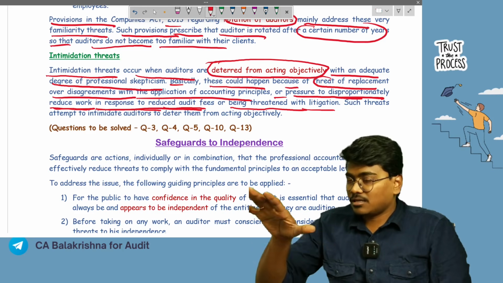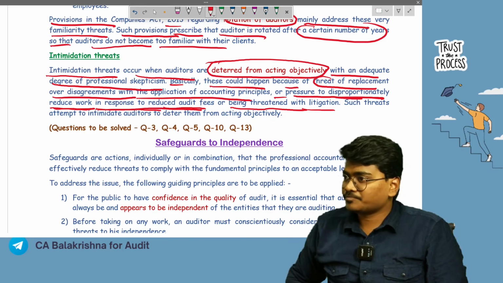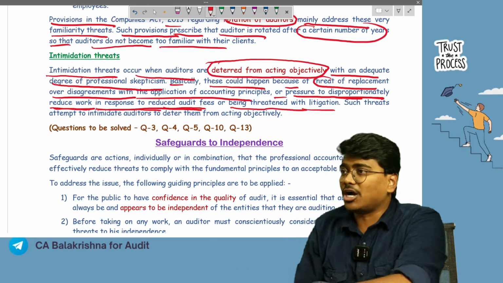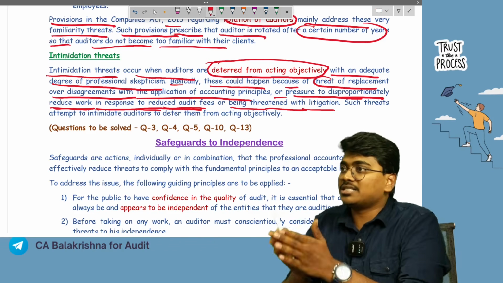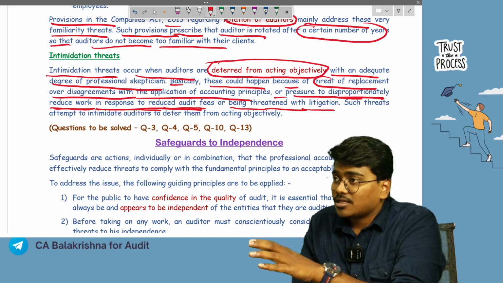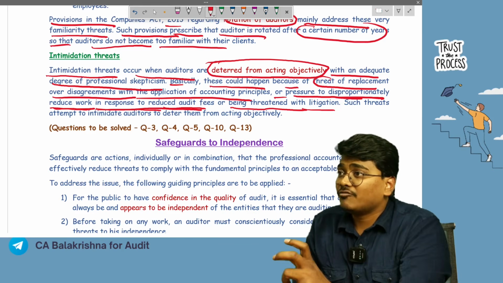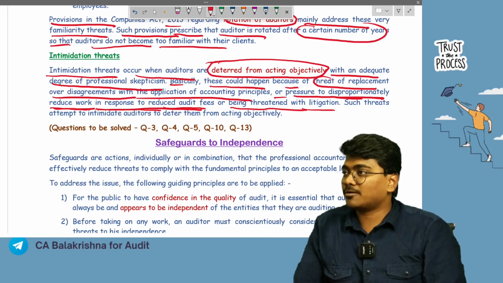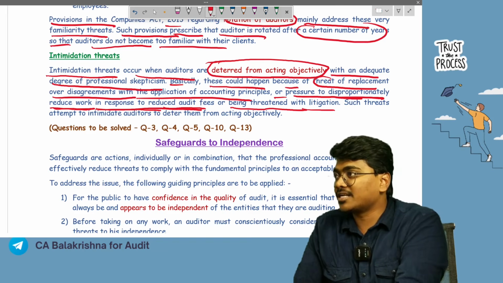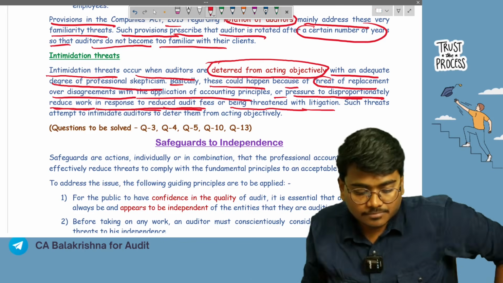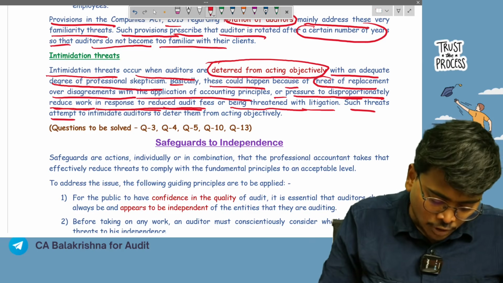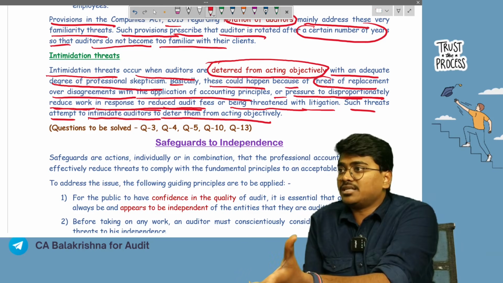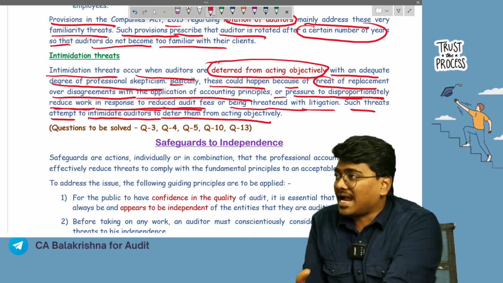Now this is a situation where the client is saying that I will give only half fee, you do only half audit. Like this, the client is forcing the auditor to reduce the audit procedures that he is performing, saying that I will give only some fee, you do only some audit. The client's interest over here is that the auditor will not find misstatements, the auditor will not find frauds that have been committed by the client. So the client is forcing the auditor to reduce his audit work. This is also one of the examples of which threat? Intimidation threat. Got it? Such threats attempt to intimidate auditors to deter them from acting objectively. Okay, in case of intimidation threat, the auditor loses his ability to act objectively.